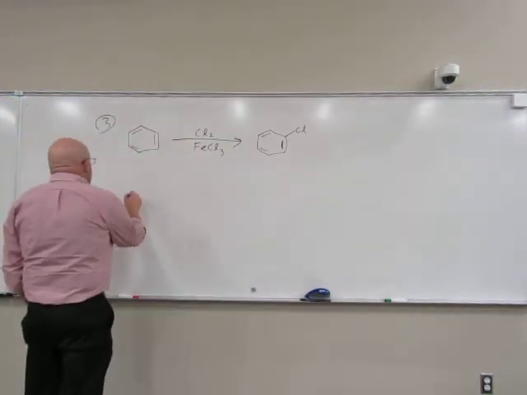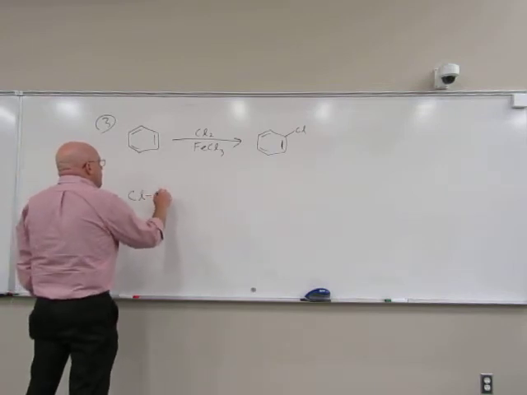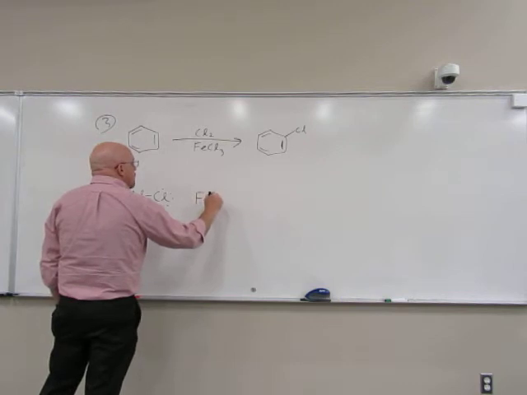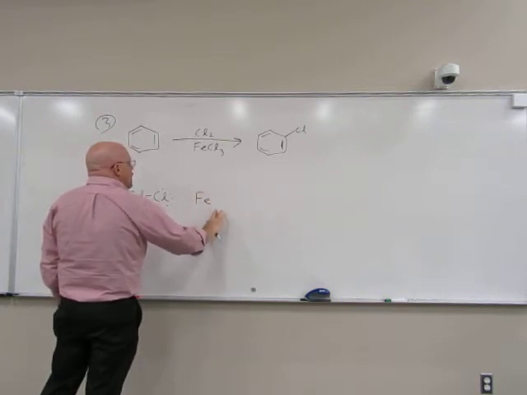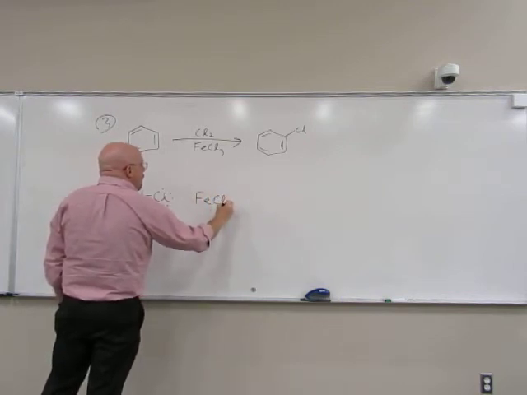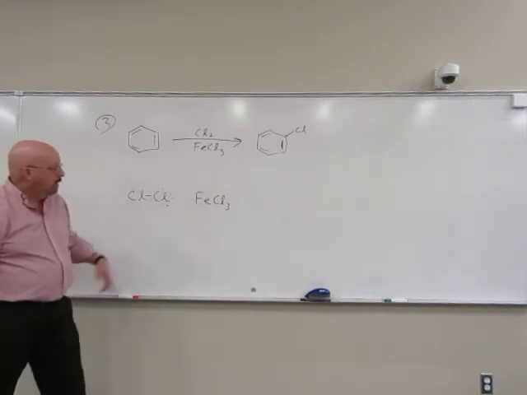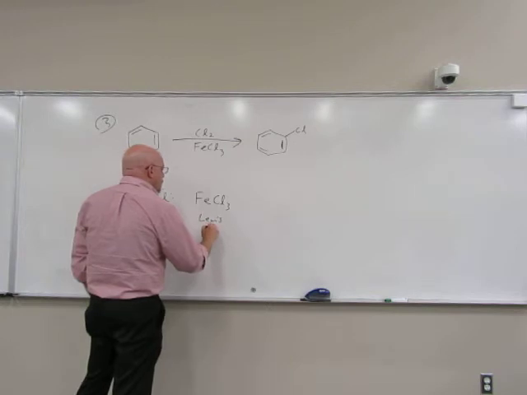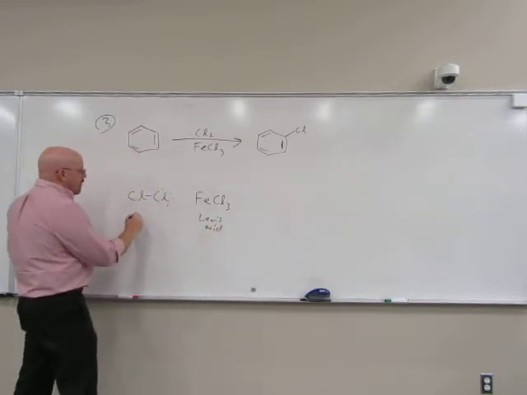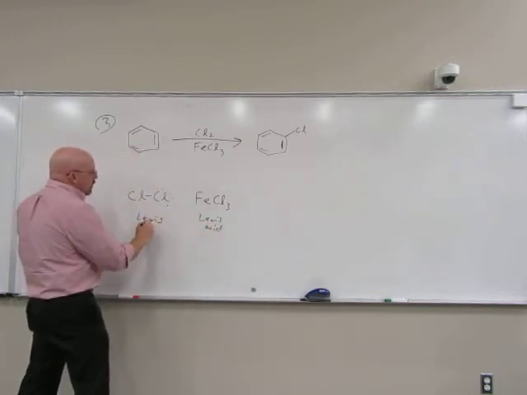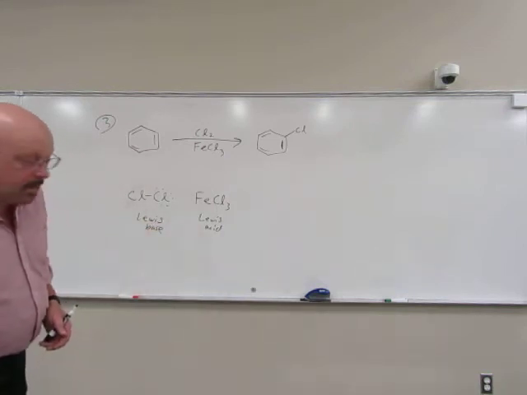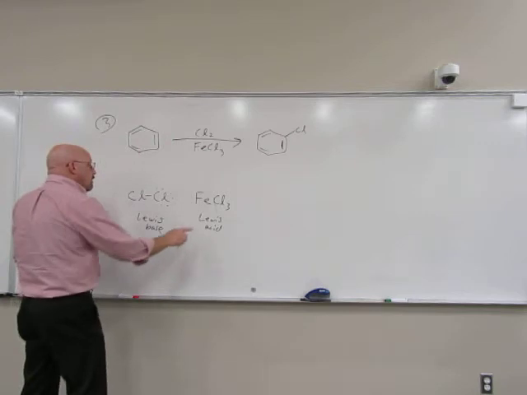Okay, first step of the mechanism is a Lewis acid-base reaction. We have our Lewis acid catalyst in there along with chlorine. This is our Lewis acid. So the chlorine has to be the Lewis base. And the base is going to give a pair of electrons to the acid.